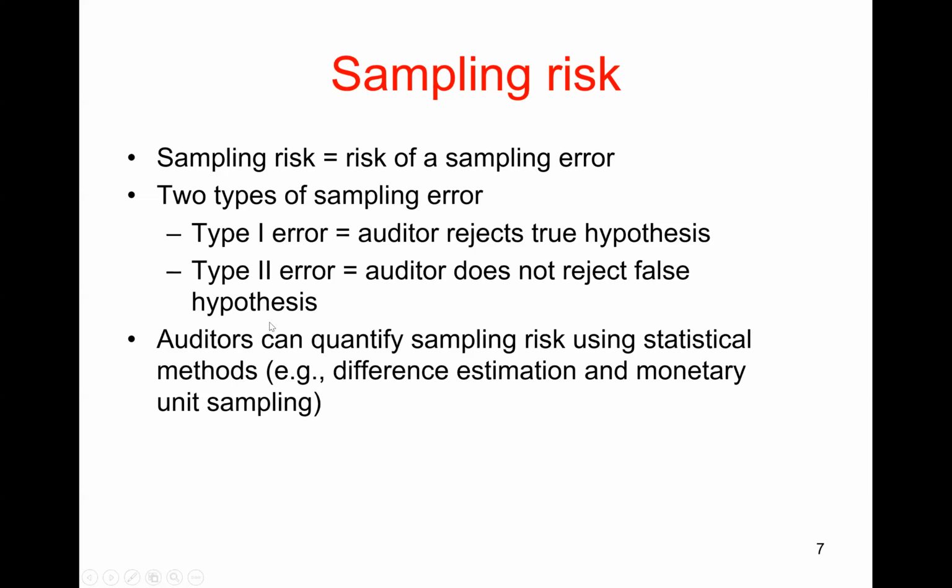Okay, so these are two types of sampling errors, and we can quantify the risk of each of these two errors occurring. And that's the main advantage of using statistical methods. Auditors are not required under current auditing standards to use statistical methods, but the major advantage of using these methods is that the auditor can actually quantify the amount of sampling risk that the auditor is taking on. And I'll show you how to quantify sampling risk when we come to using difference estimation and monetary unit sampling.